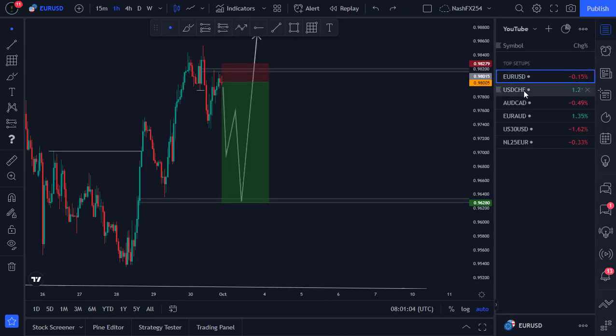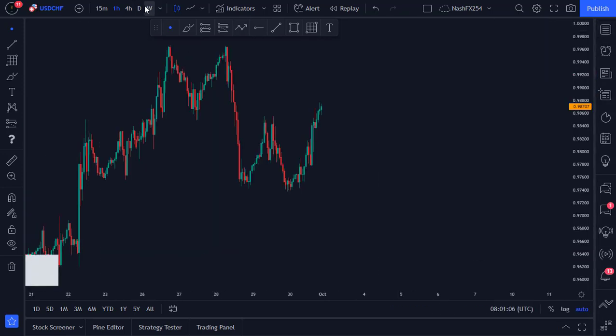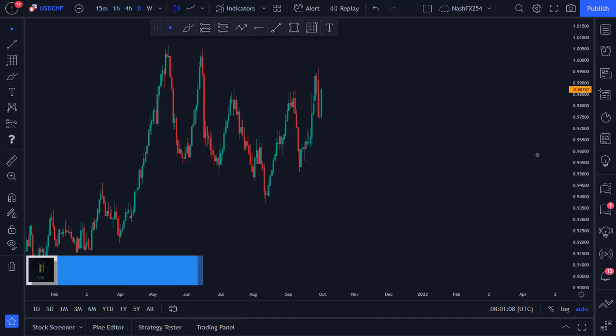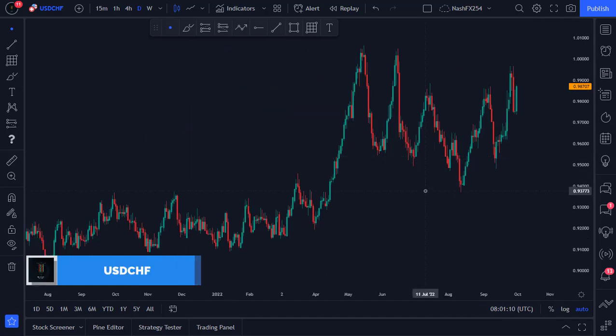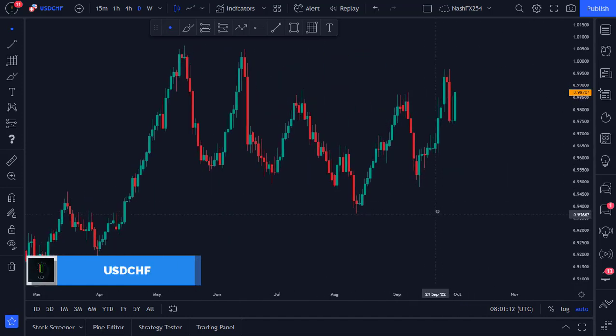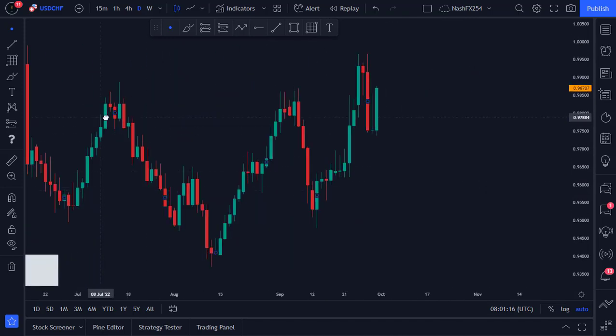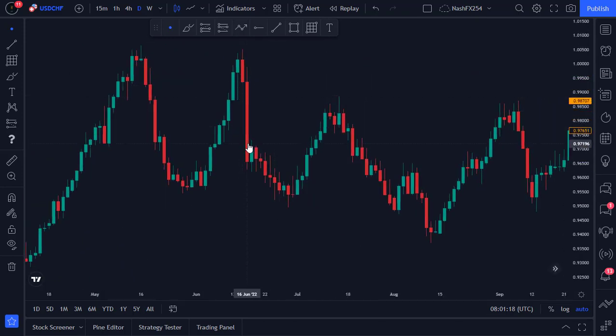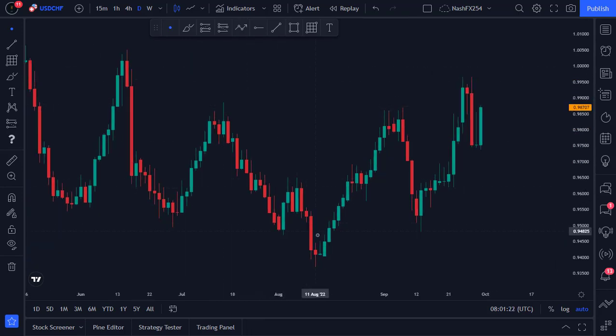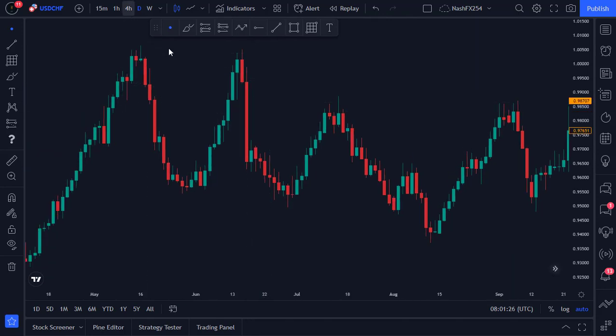Okay, let's go to USD Swiss franc. USD Swiss franc from the daily. You can see this market has been pushing with quite aggressive moves. From this big candle over here is probably the reason why this price was pushing to the upside, because this candle was too big.